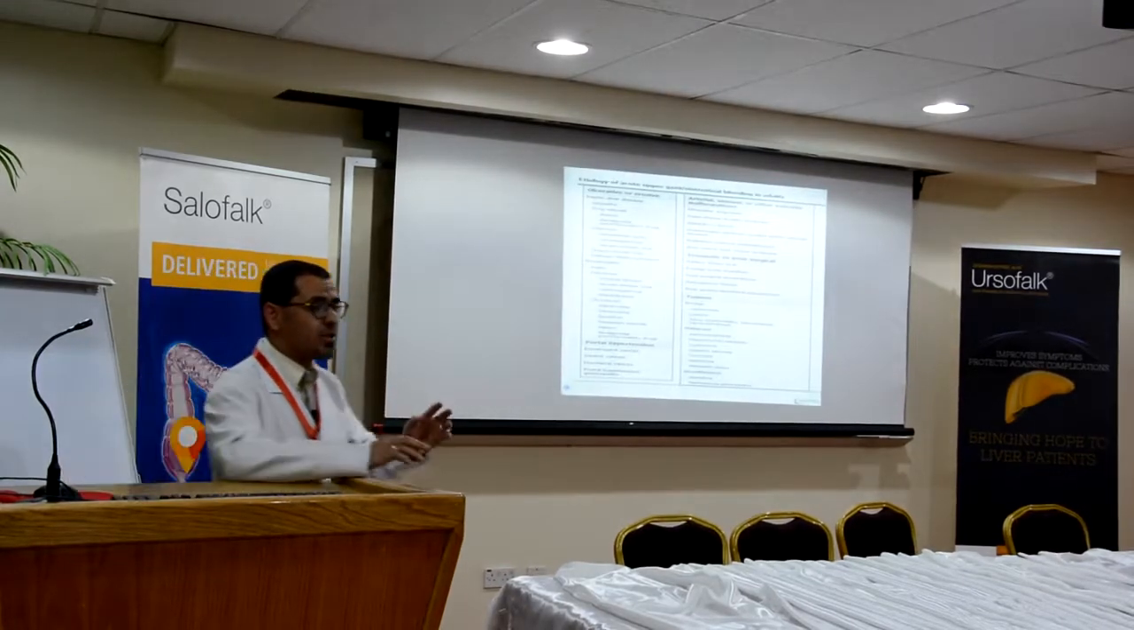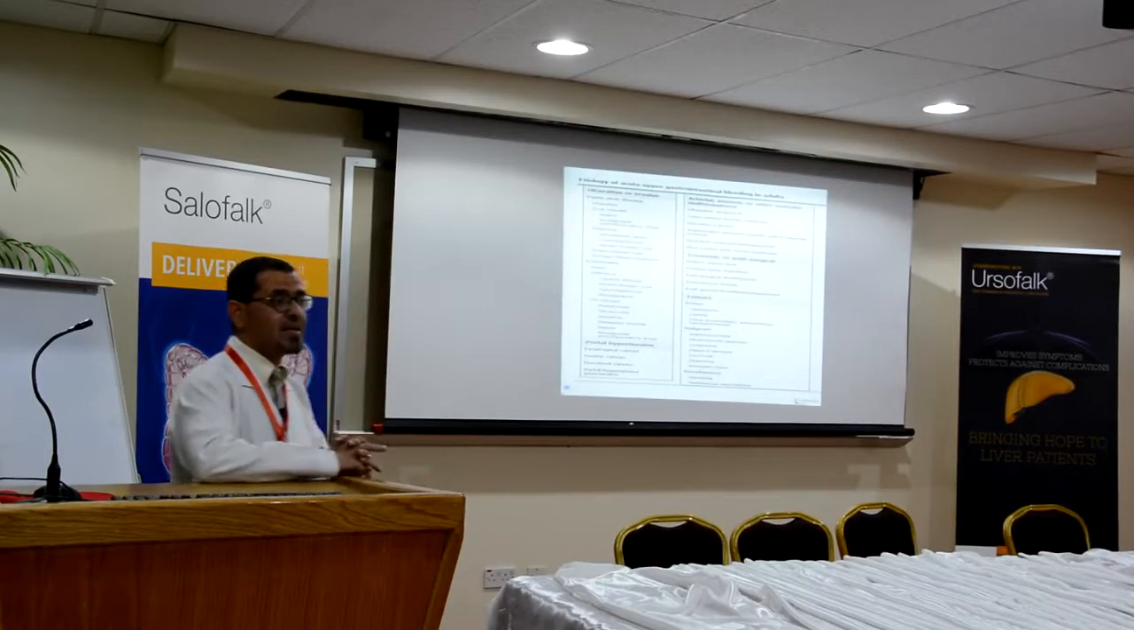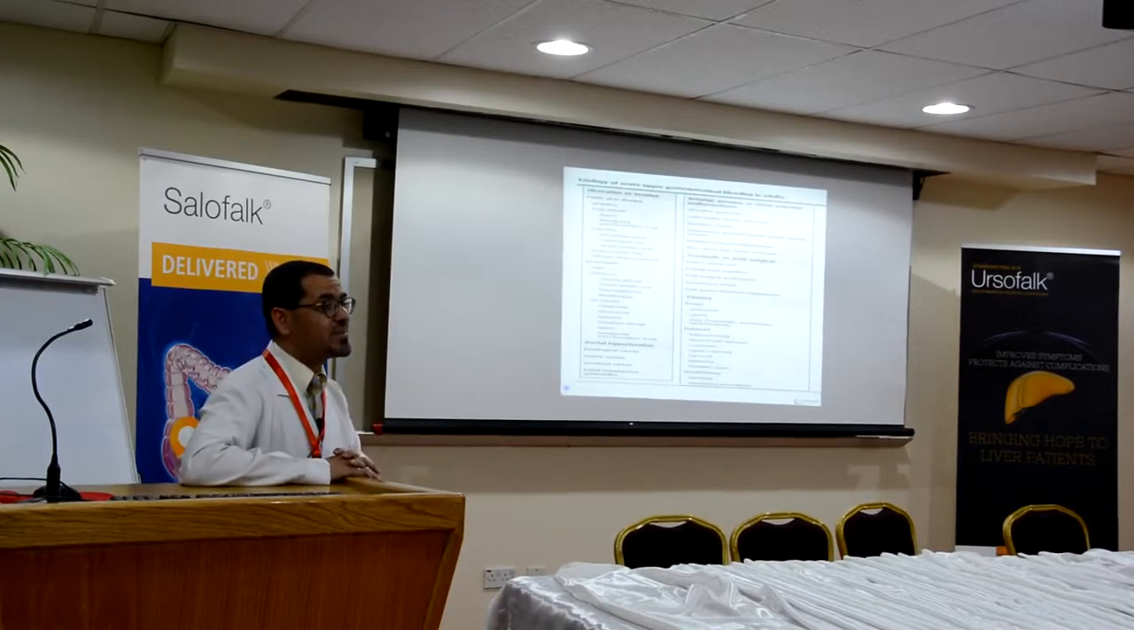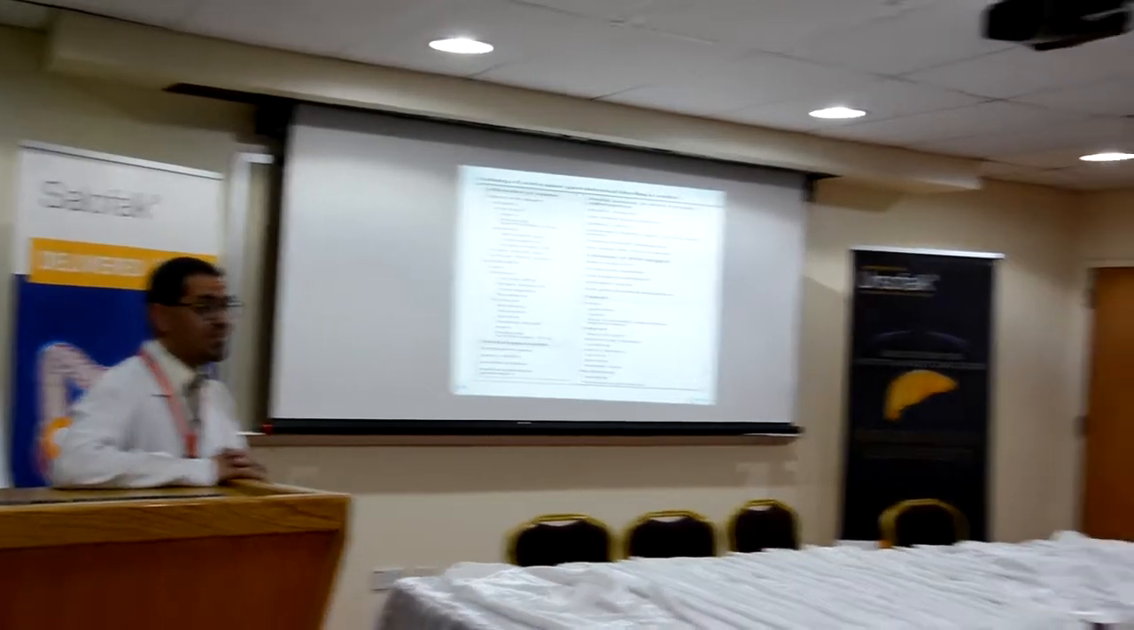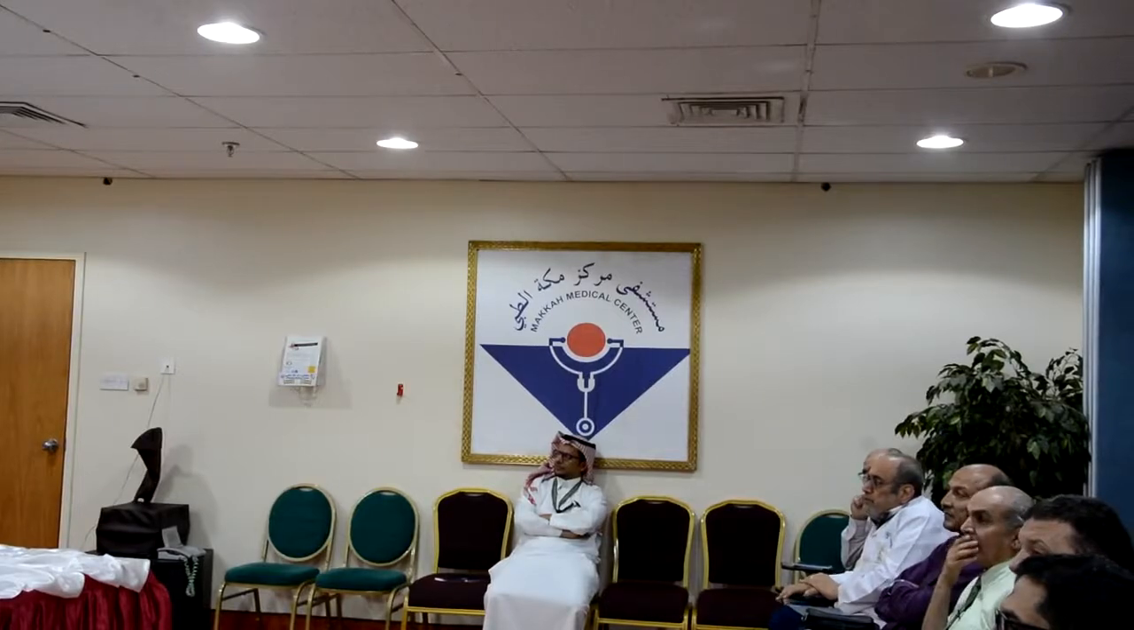Then the second issue I would like to raise is about the etiology of upper GI bleeding. Still, the commonest cause of upper GI bleeding is peptic ulcer disease. It's not esophageal varices. It's worldwide. The most common cause of upper GI bleeding, more than 50%, about 54%, is secondary to peptic ulcer disease.